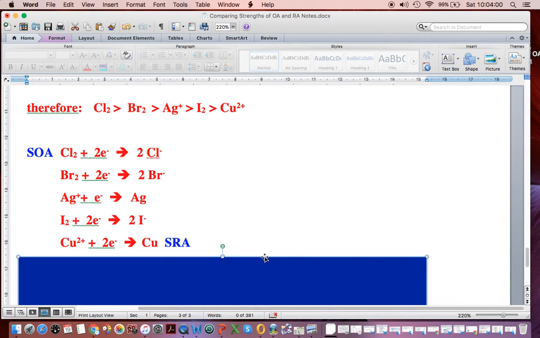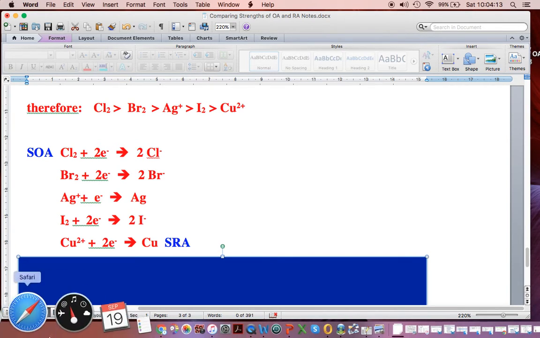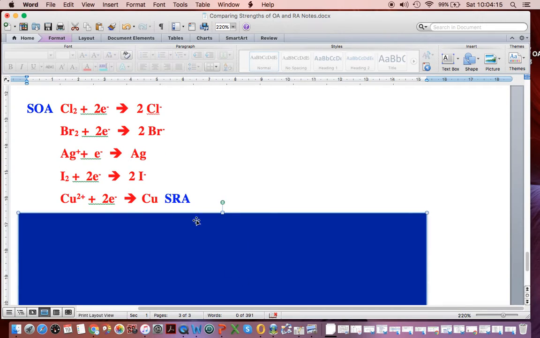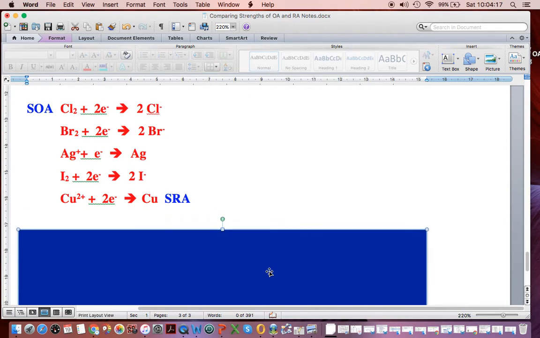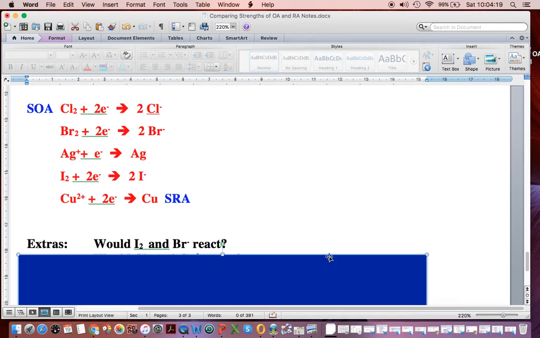Now some of you are saying, well, I could have just looked this up on the table of reduction potentials, but often I will give you questions involving chemicals that aren't on that table. So you have to be able to do this process. But now we have our own handy-dandy table made, and we're going to ask you some questions, and these should be easy. Would I2 and Br minus react?